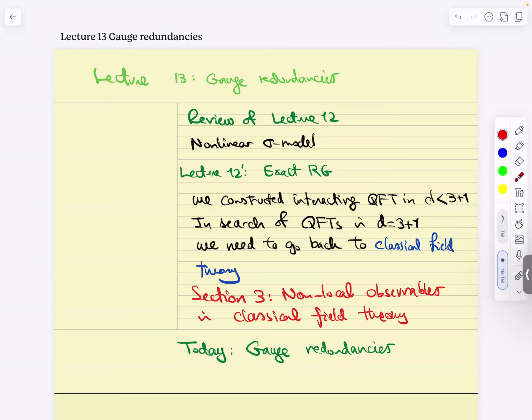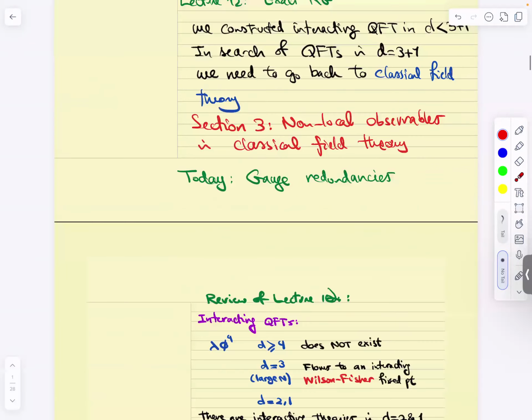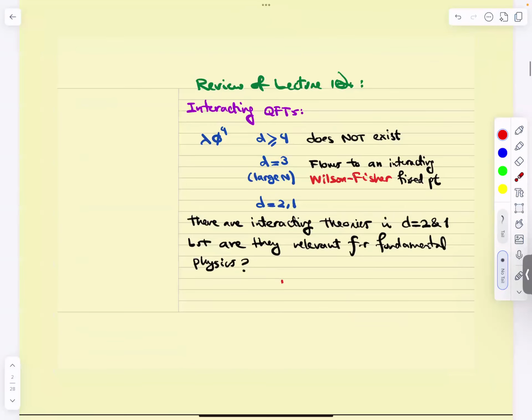So this is the start of a new section of the course. It's called non-local observables, and we're going to go back to classical field theory. This is the part that I usually include in Q51. So today is the first lecture of that. It will be on gauge redundancies. But let's start with the review of the previous lecture.